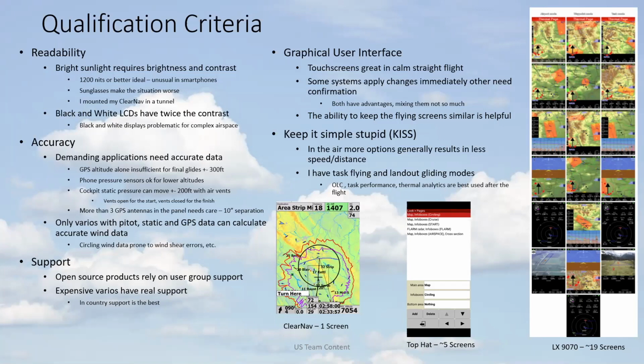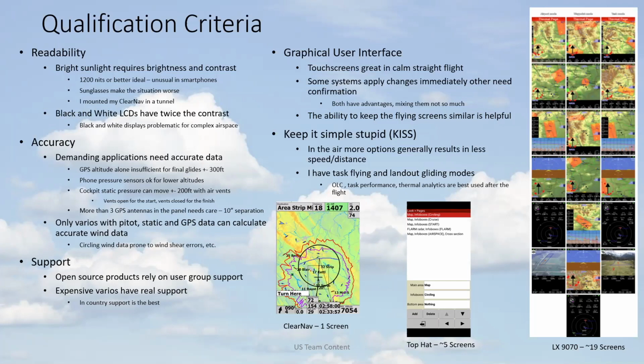So if you look at the pictures on this screen, on the left is a ClearNav glide computer, and that is the only flying screen. So you can toddle on some numbers on the bottom, but that's a pretty common configuration there, and that's what you see all the time you're flying. Every number's in the same place, and that's it.